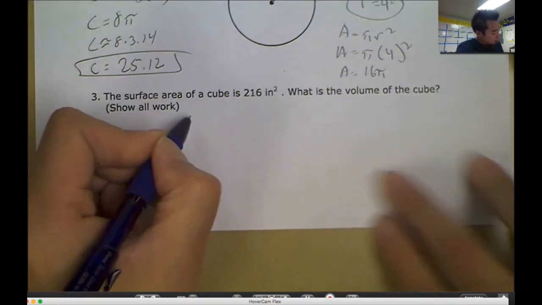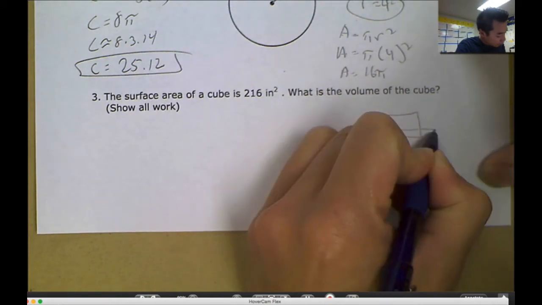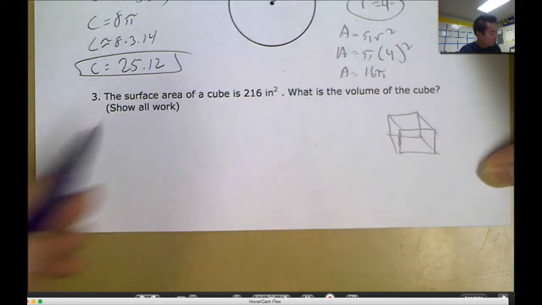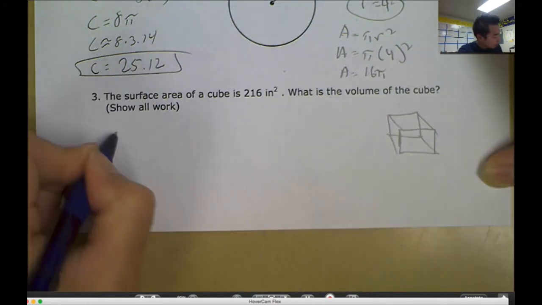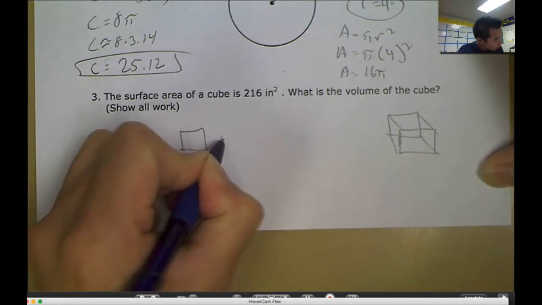So let's talk about a cube. The cube is going to have 6 equal squares. Okay, so I'm just going to draw the cube, and then I'm going to draw out the 6 perfect squares. I'm not going to draw it perfect.